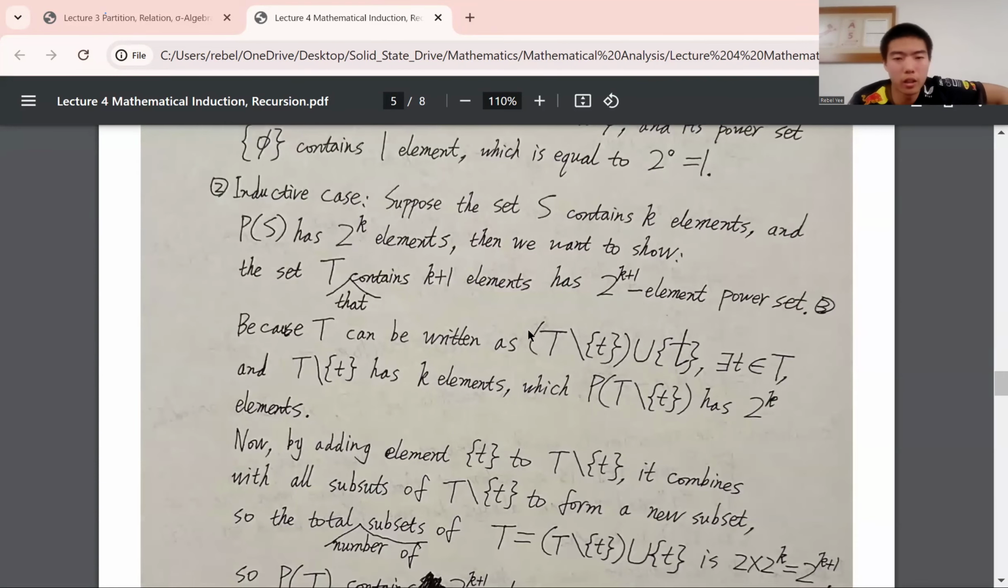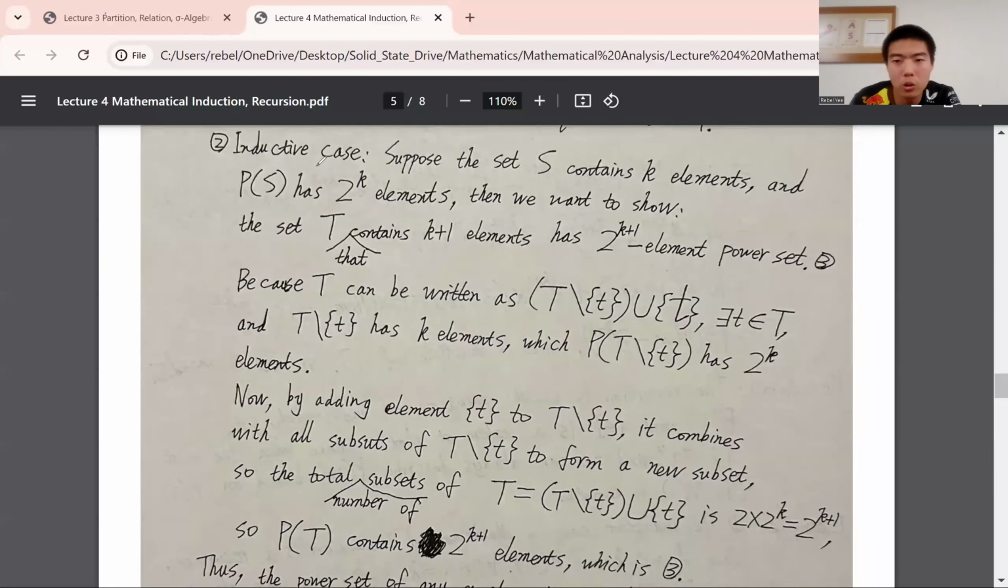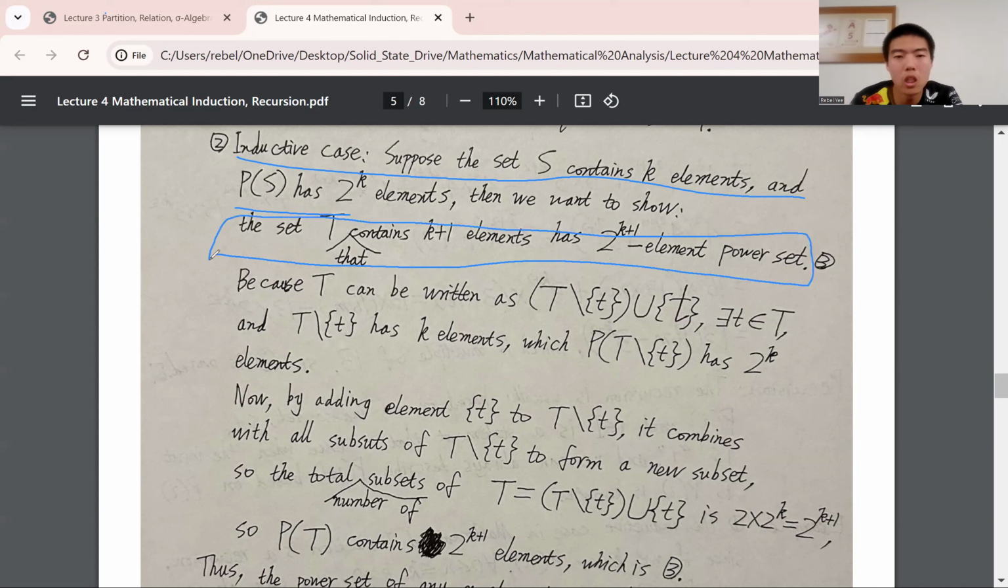And for the inductive case, we'll suppose, all right, first suppose S contains k elements and the statement works for k. So the power set PS has 2 to the power k elements. This is the true statement. Okay. And we want to show this one: the set T, which contains k plus 1 elements, has a power set with 2 to the power of k plus 1 elements.